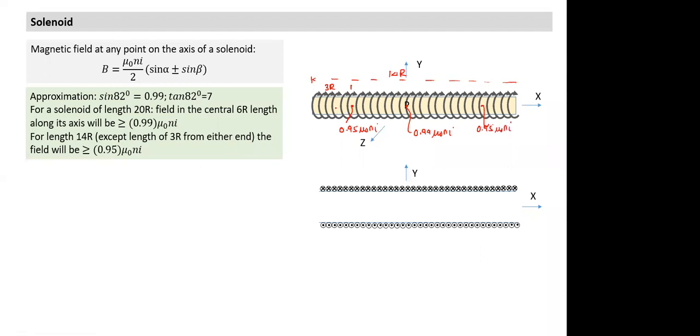So if I take a solenoid, any point on the axis at a distance of 3r from the end has a field equal to 95% of mu naught Ni. If I take a length from here to here, the field will gradually rise from 0.95 mu naught Ni to 0.99 mu naught Ni, and again drop to 0.95 mu naught Ni. Can I take this field along the entire length to be almost constant?